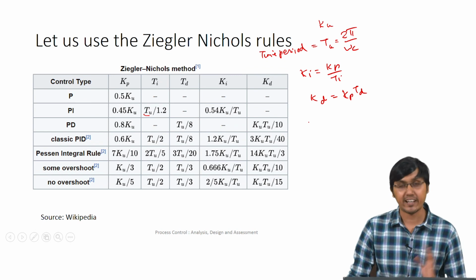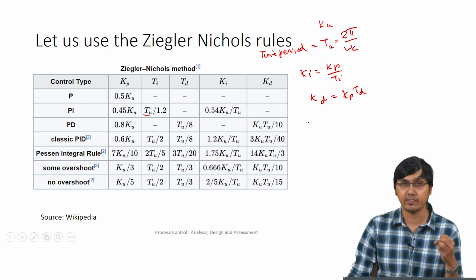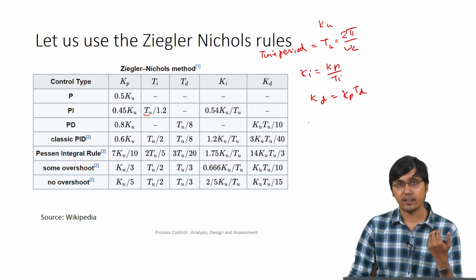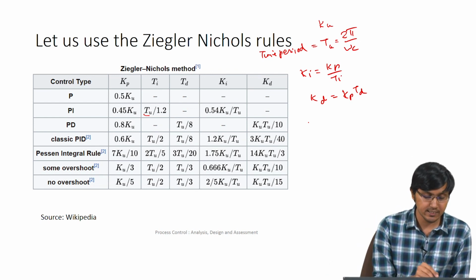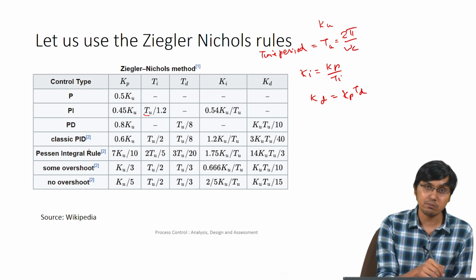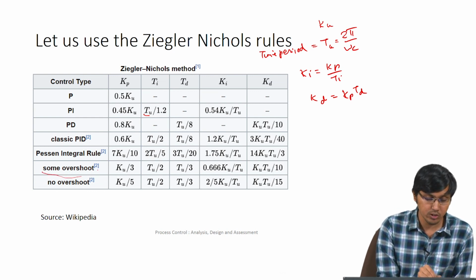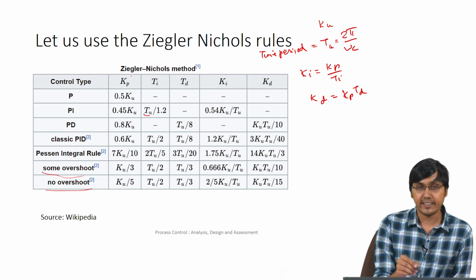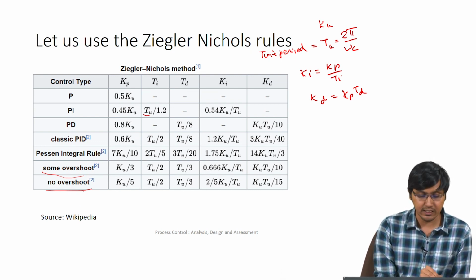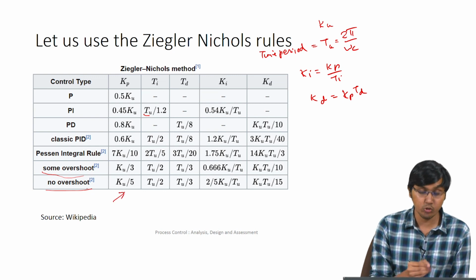This is not the only rule that we have; there are a lot of rules. One more thing we can say here is that there are some other tables, which say things like some overshoot, no overshoot. Once you find the Ku and Tu, you can play around with this and see whether it gives no overshoot.